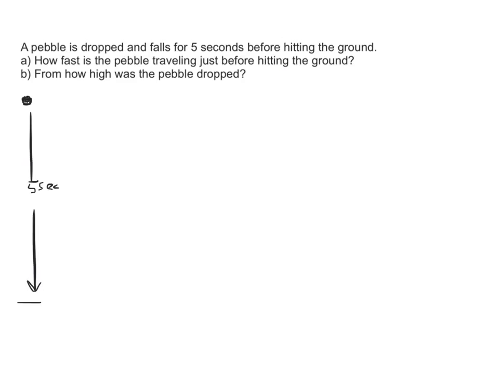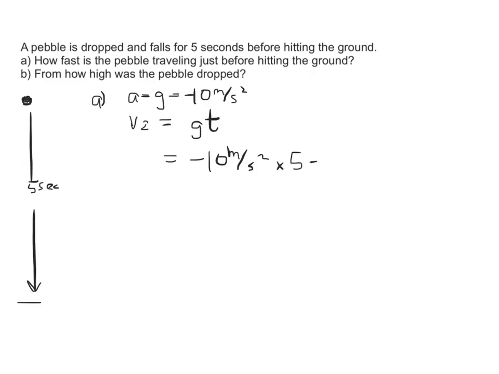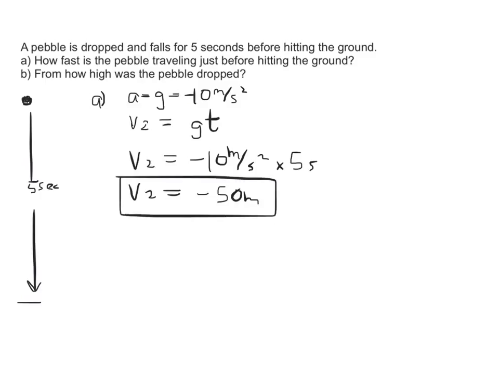So if I want to figure out question A, I'm going to do the first part of our free fall problems. I'm just going to use the fact that I know the acceleration is g, which means negative 10 meters per second squared. And I'm going to calculate v2 by using the relationship that v2 equals g times t, or negative 10 meters per second squared times 5 seconds equals negative 50 meters per second. So this is how fast the pebble is traveling when it gets down here at the very bottom.